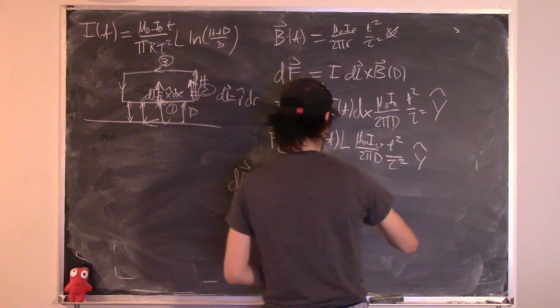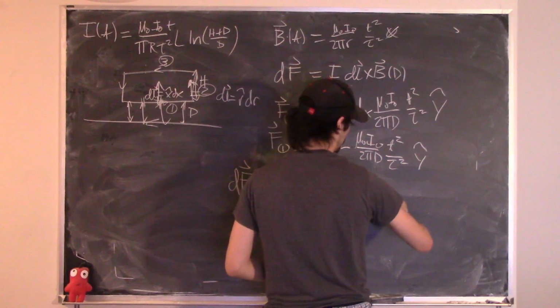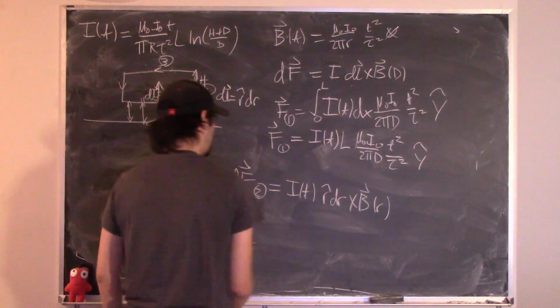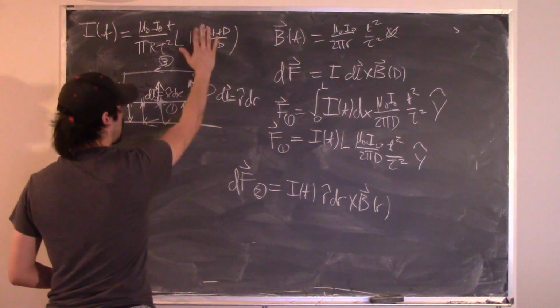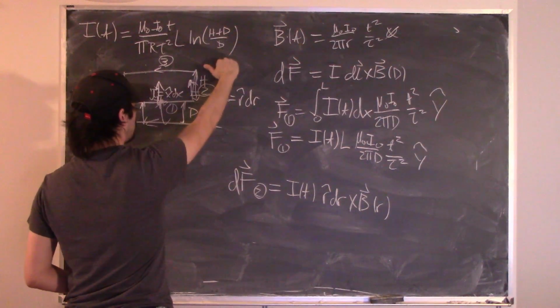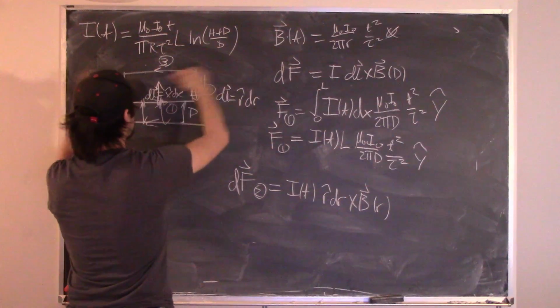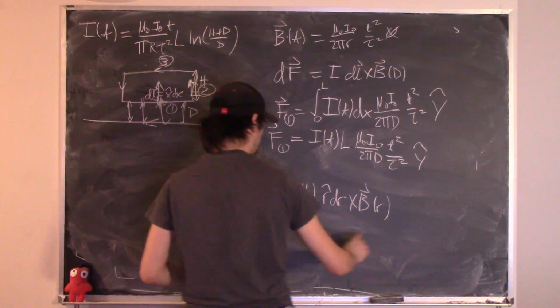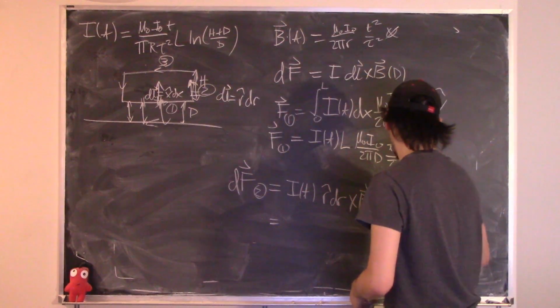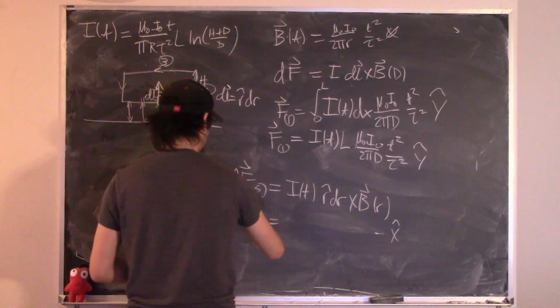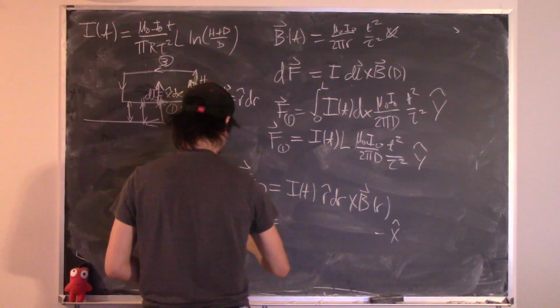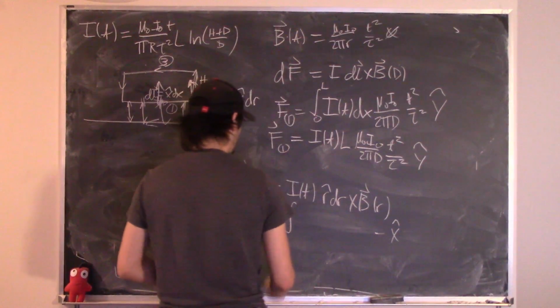Now this is going to be an r hat dr cross B as a function of r. When I do the cross product, fingers in the direction of dl, curl into B, gives me a force that goes this way. And so this is going to be in the negative x hat direction. But now when I want to evaluate this integral, I see something kind of interesting here.